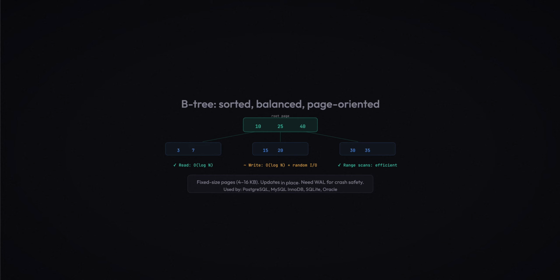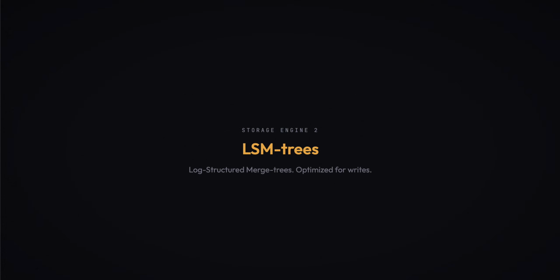To find a key, you start at the root, follow the pointers based on comparisons, and arrive at the right leaf in O(log n) page reads, very fast for point reads. Writes update pages in place. You find the right leaf page, modify it, and write it back. If the page is full, it splits. Since writes modify existing pages, you need a write-ahead log for crash safety. Write the change to the log first, then apply it to the tree.